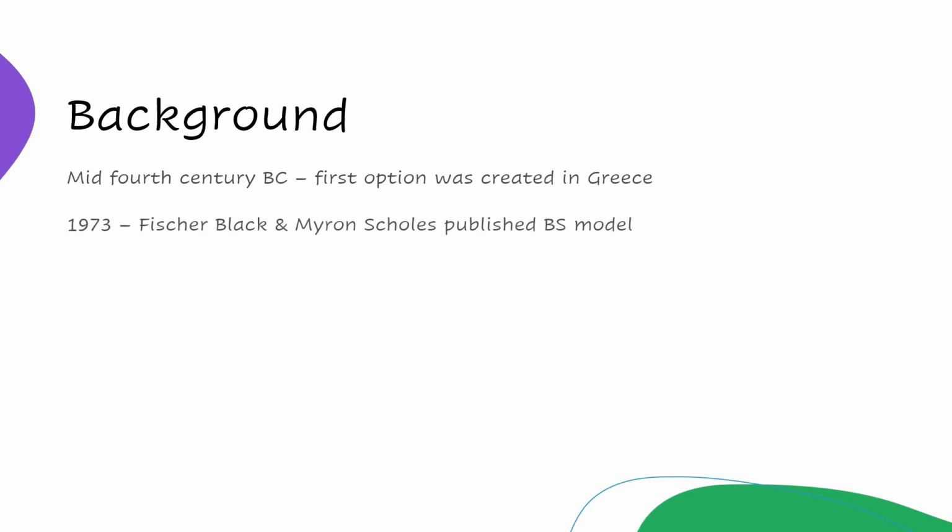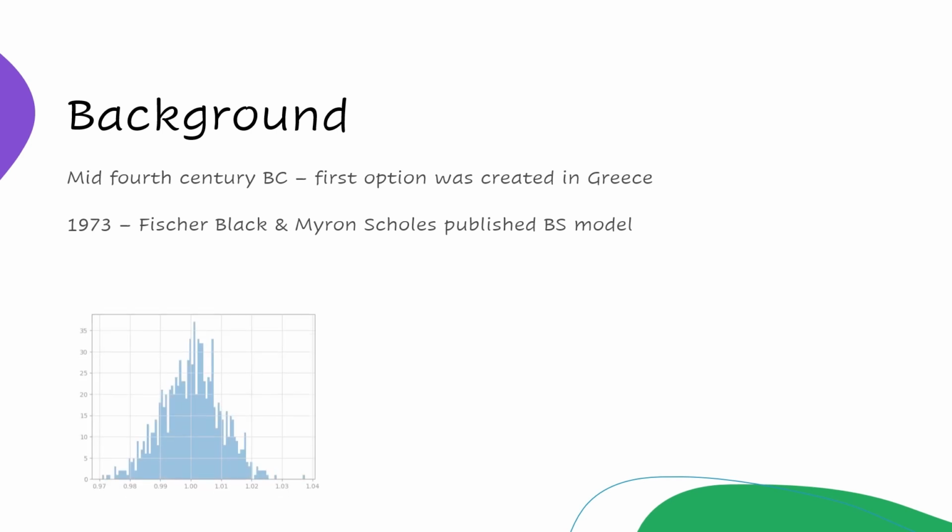The first option contract is believed to have been established in ancient Greece in the mid-4th century BC. It was not until 1973 that Fisher Black and Myron Scholes published the Black-Scholes model. Market participants then have a stable framework for pricing and risk managing options.